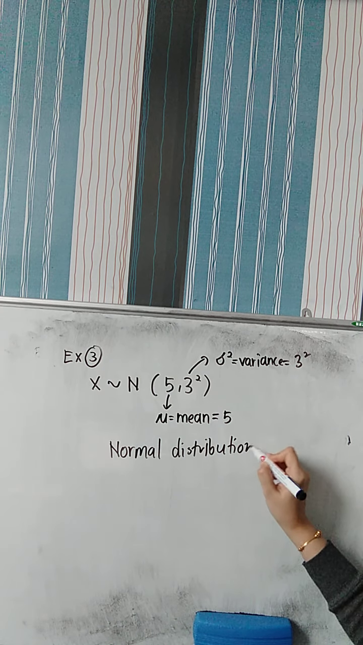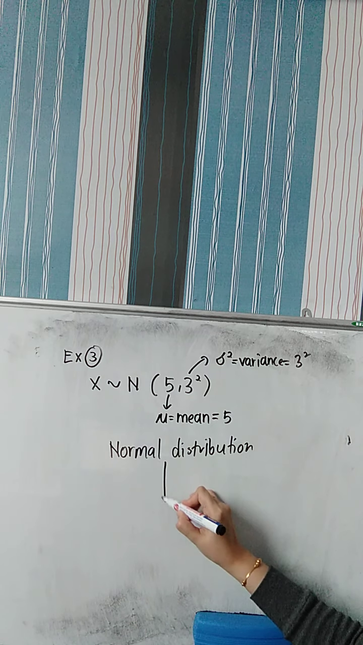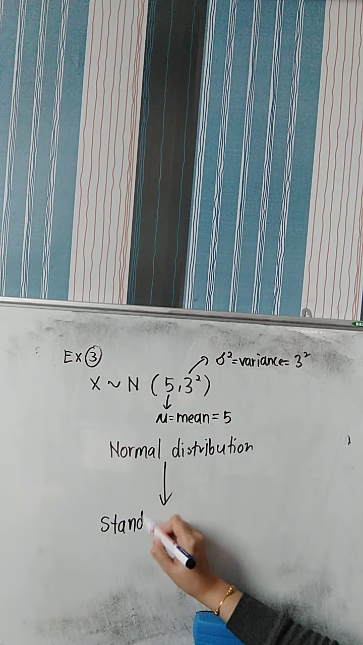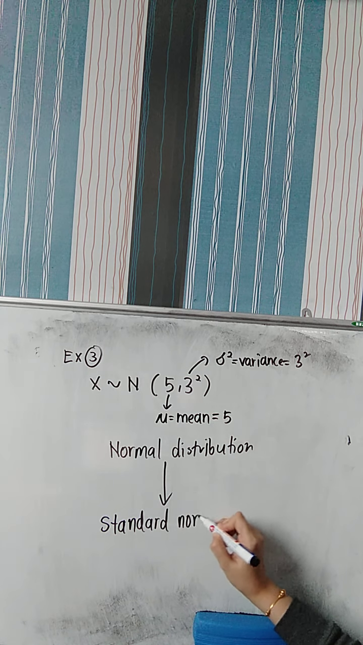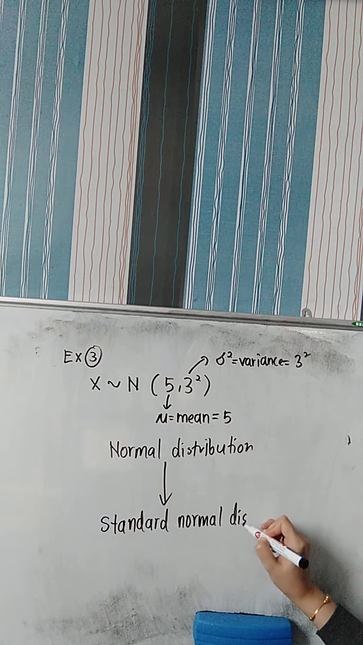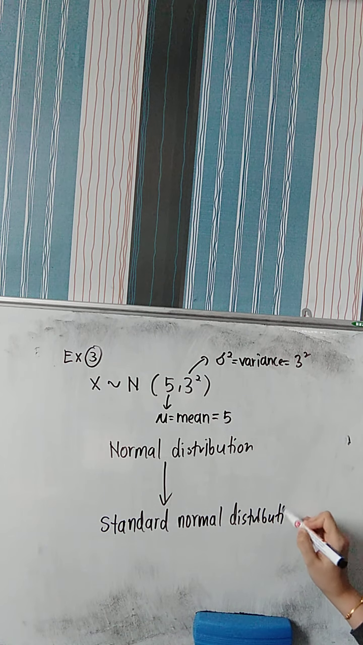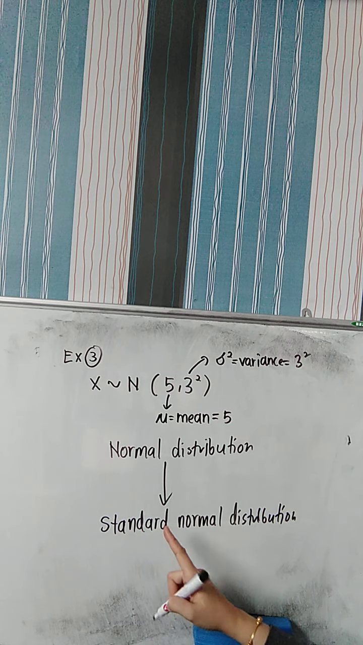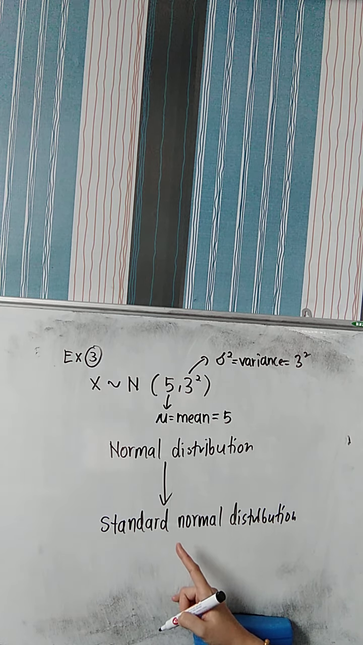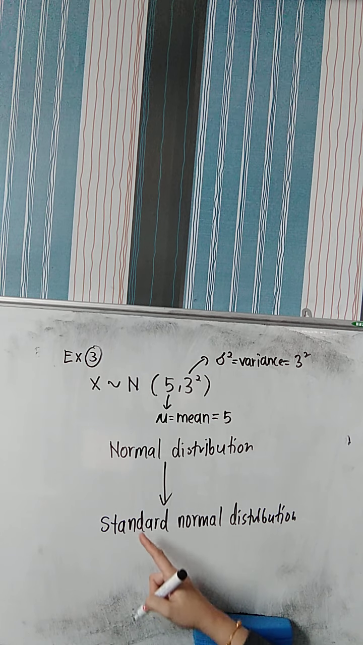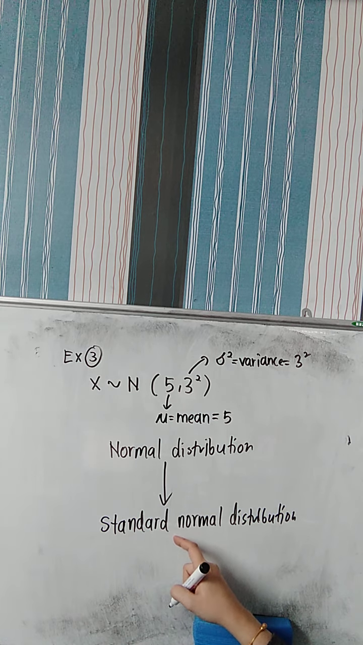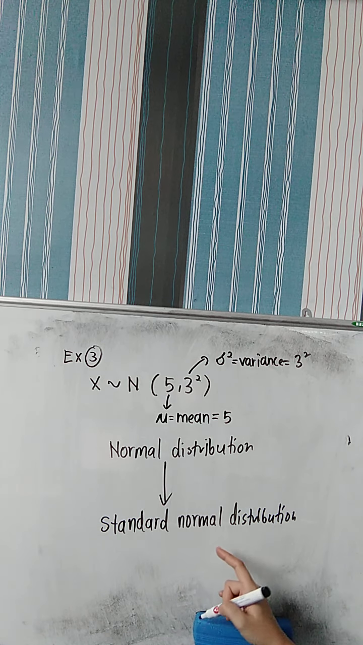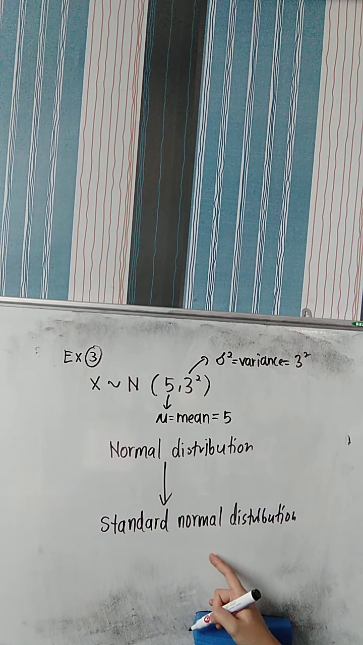Okay. So we need to change the normal distribution to standard normal distribution. Why do we need to change? Because you can read the value on your table if this is standard normal. Only standard normal distribution you can read the value from the table.